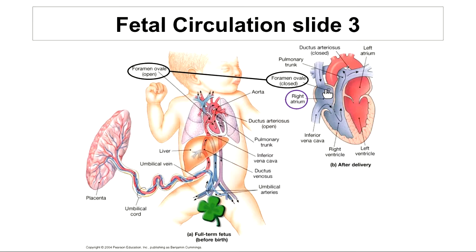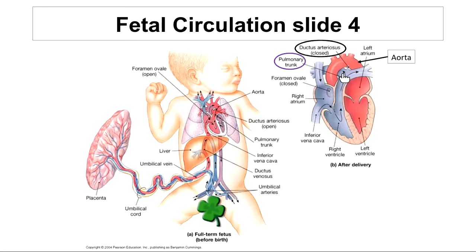The other two-thirds of the blood is sent into the pulmonary trunk. So it goes from the right atrium into the right ventricle, and then it's going to go up into the pulmonary trunk. The pulmonary trunk is an artery, right? But most of it passes through another shunt called the ductus arteriosus, D-U-C-T-U-S, second word, arteriosus, A-R-T-E-R-I-O-S-U-S. So it's a shunt.